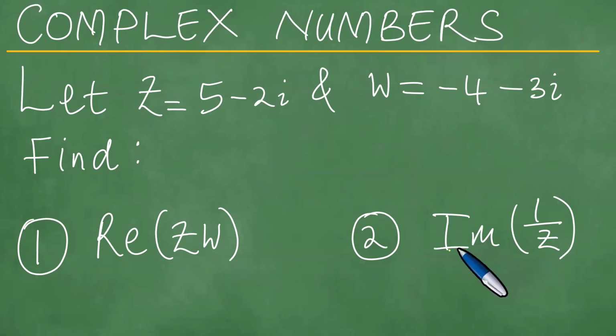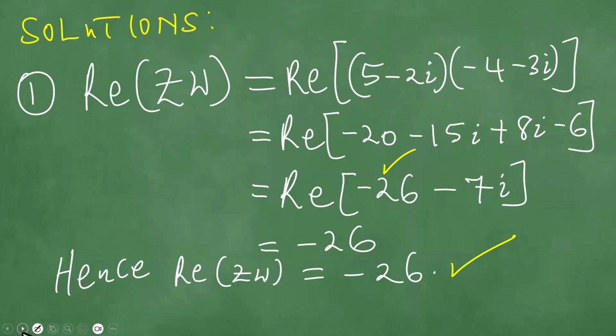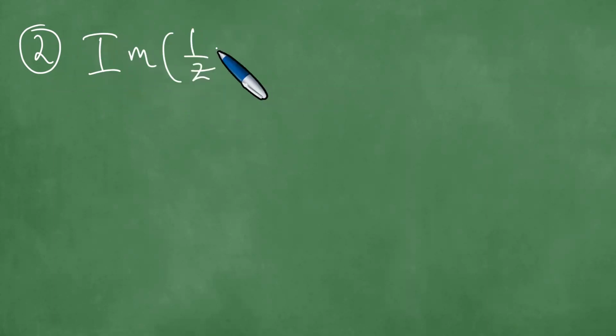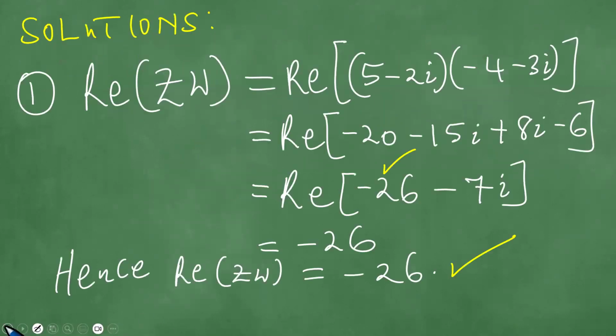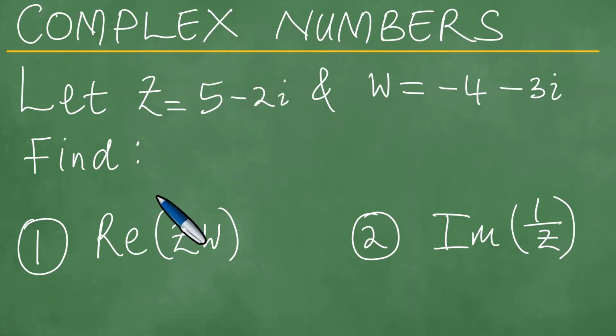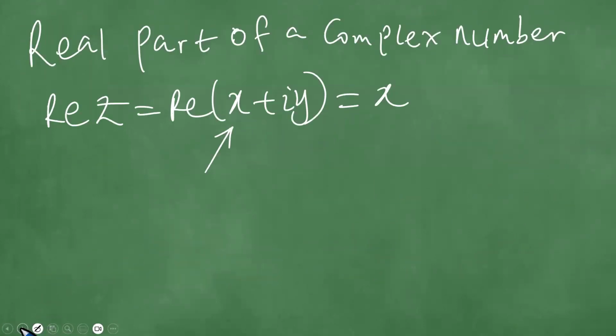At this point, we are asked to find the imaginary part of the multiplicative inverse of the complex number Z, which is 5 minus 2i. Let's look at that one. Number two: find the imaginary part of the multiplicative inverse of Z, in other words, the imaginary part of 1 over Z, which is 1 over 5 minus 2i. Let us find the imaginary part of this.